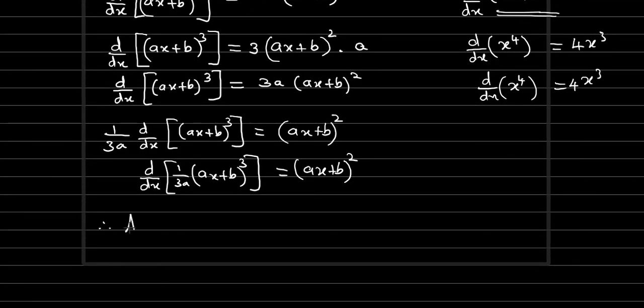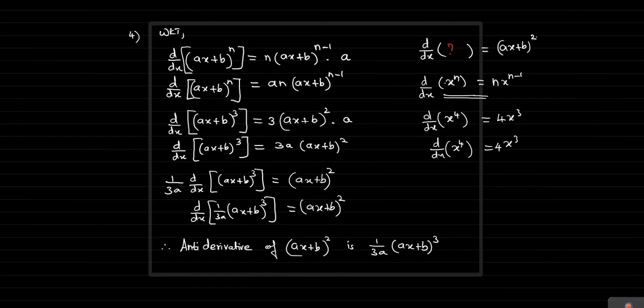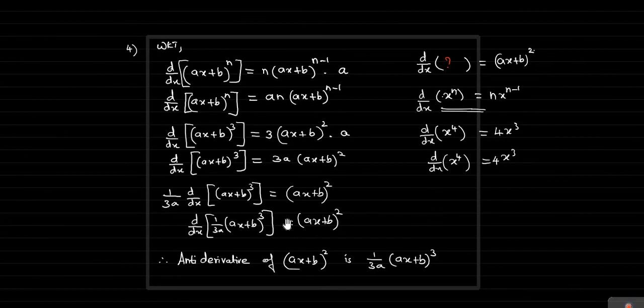So therefore, the antiderivative or integral of ax plus b whole square is 1 by 3a times ax plus b whole cube. So that's all for the fourth sum.